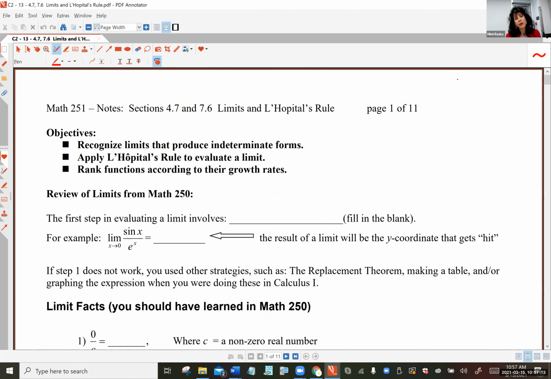So let's review limits from Math 250, some of the basics that you should know before we get to some of the advanced limit taking. First up, anytime somebody gives me a limit, you know what I do first thing? First thing, no questions asked, direct substitution. That's what you're supposed to do the minute somebody gives you a limit, because after you do the direct sub, you may be done. Like that might be the answer.